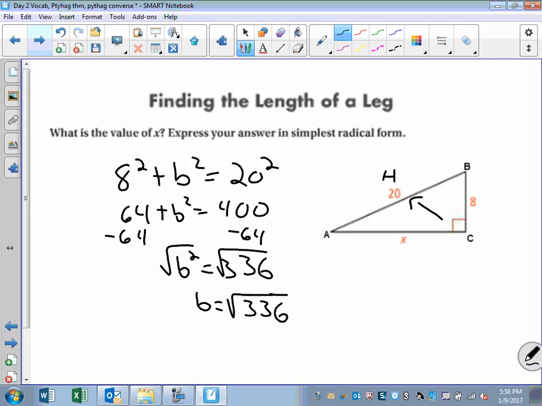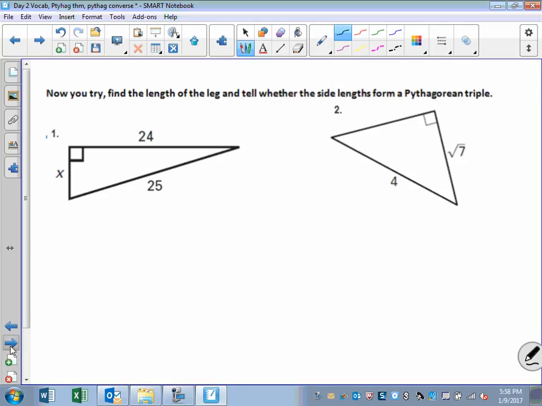So I want you to do the next two on your own, but I wanted to give you a hint on number 2 because one of the sides has a radical. So when you do a number with a radical squared, that's one of the legs. So it's going to end up being radical squared. Those are the opposite of each other, so it just cancels out. So the square root of 7 squared is going to be equal to 7.